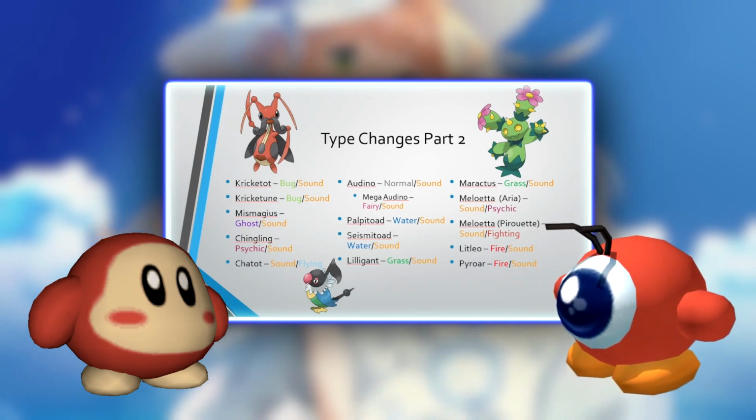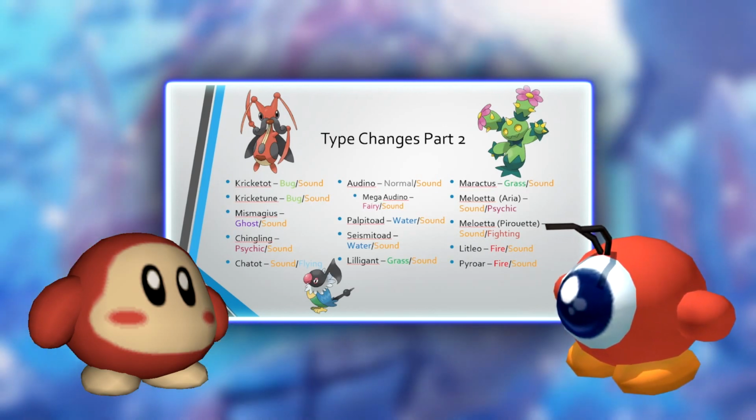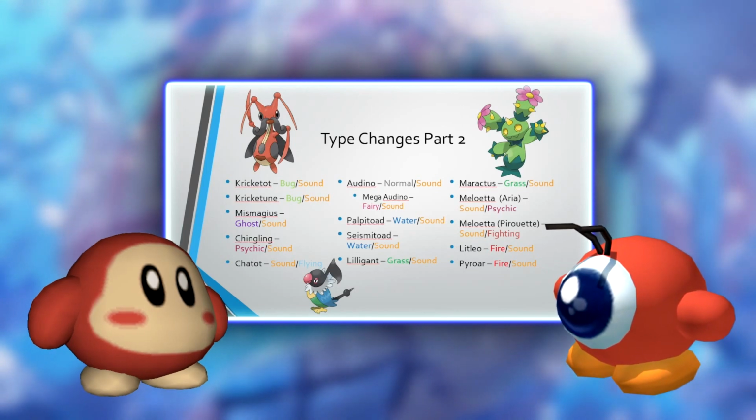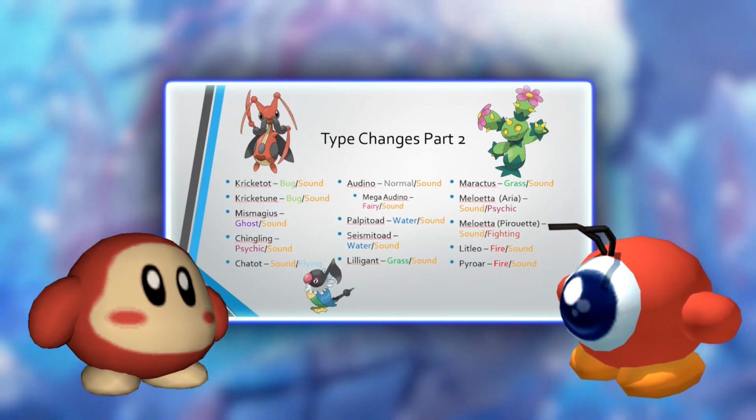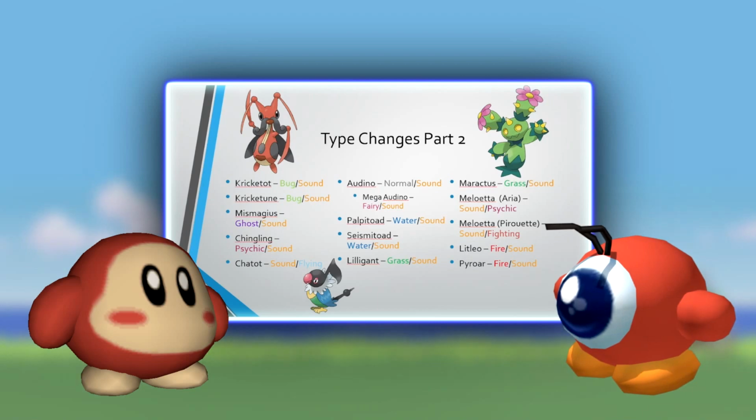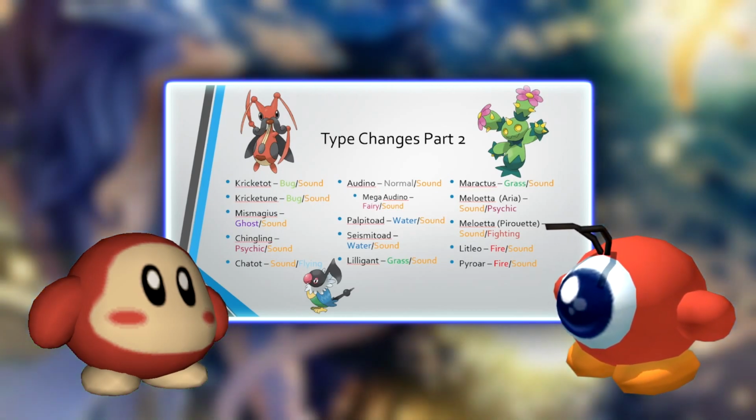Meloetta is a given. I just never liked the idea of a legendary being normal. It doesn't seem right to me. And since Meloetta is a pop star, of course you gotta make it sound type. Right. Also a cool typing, sound fighting. I don't think you see that again, so it's a pretty cool combo.